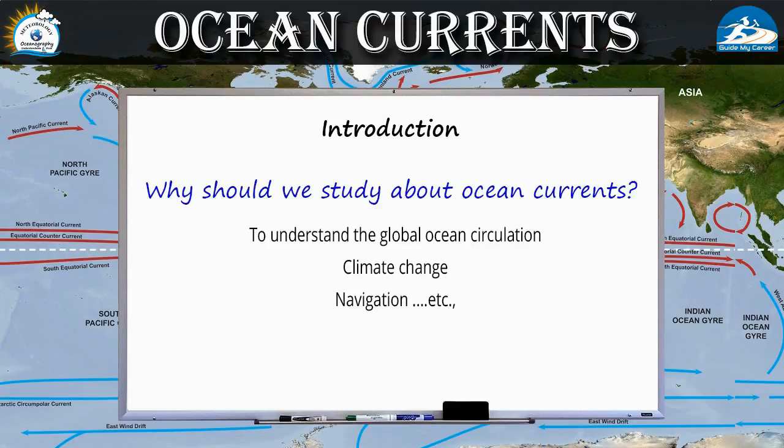Let me explain one thing about global ocean circulation. If we want to see how the global ocean circulation is, you should first know how the ocean currents are. Otherwise, you can't say anything about the globe. If you have no idea about global ocean currents, you can't say anything about global ocean circulation, because the global ocean circulation is made up of the ocean currents. Similarly, the role of ocean currents in climate change is very crucial. And in navigation, it plays a crucial role, because without a proper idea of ocean currents, you can't navigate your ship from one place to another in an ocean.